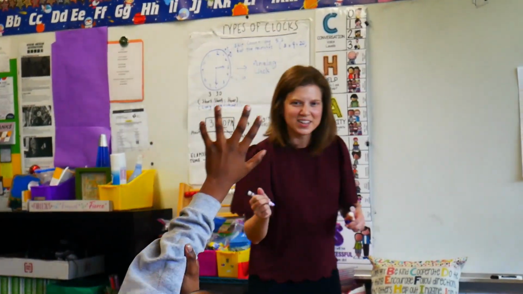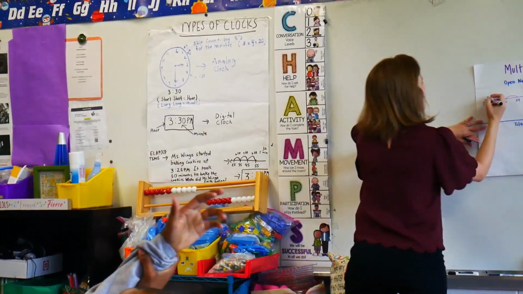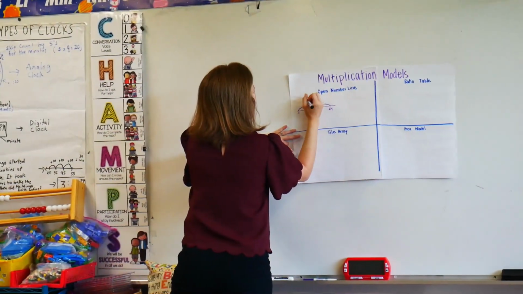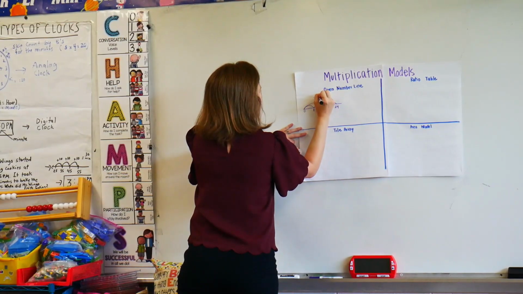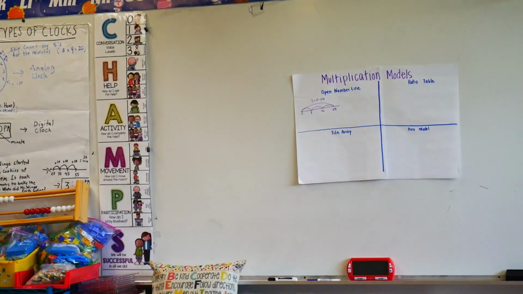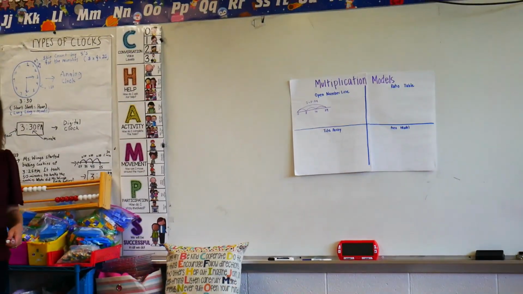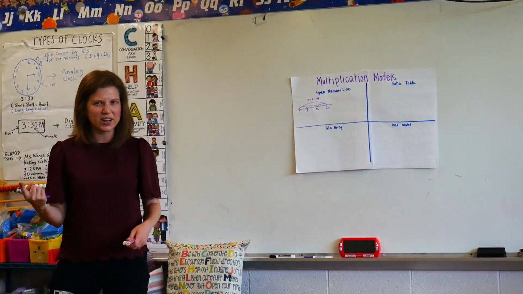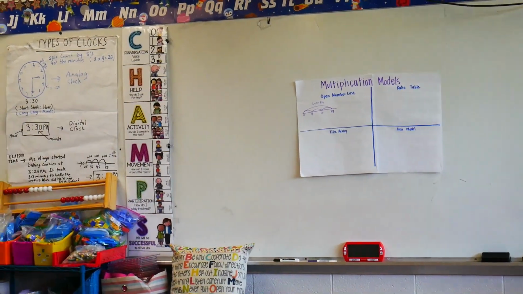What equation could I use? Go ahead. 8 times 3. I could write 8 times 3 because we have 3 jumps of 8, or I could write 3 times 8 equals 24. Really cool. And then I was talking to Robin, and he got the same answer, but he thought about it in a little bit of a different way. Robin, will you share your thinking with us?